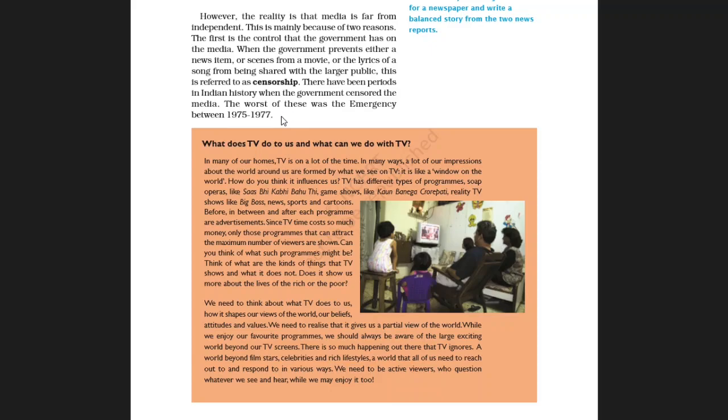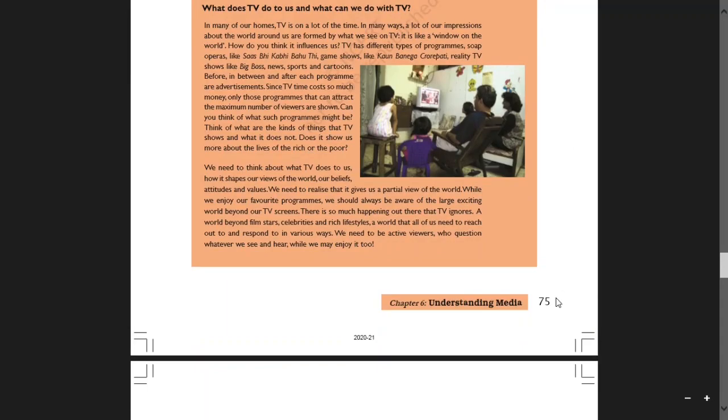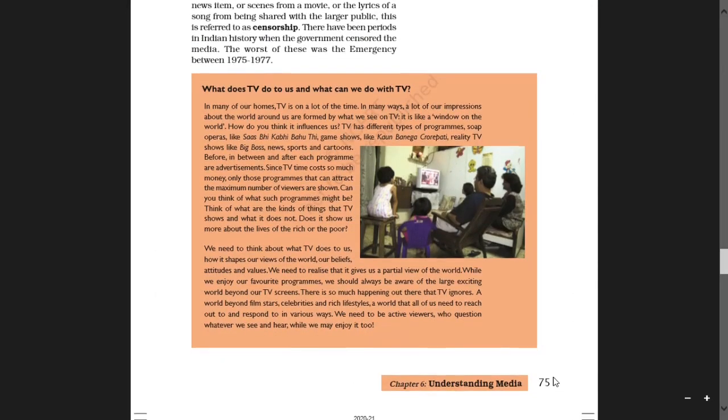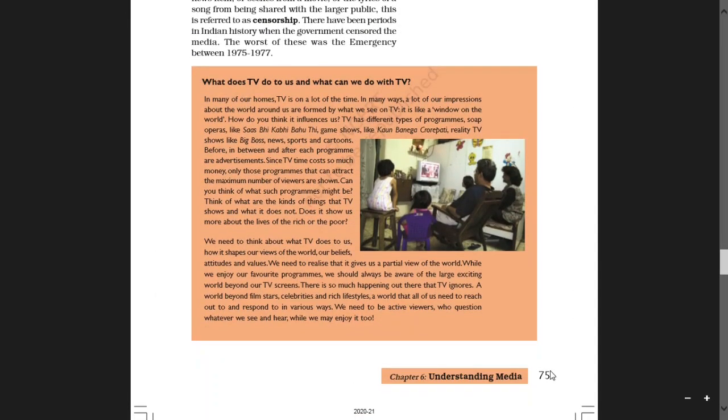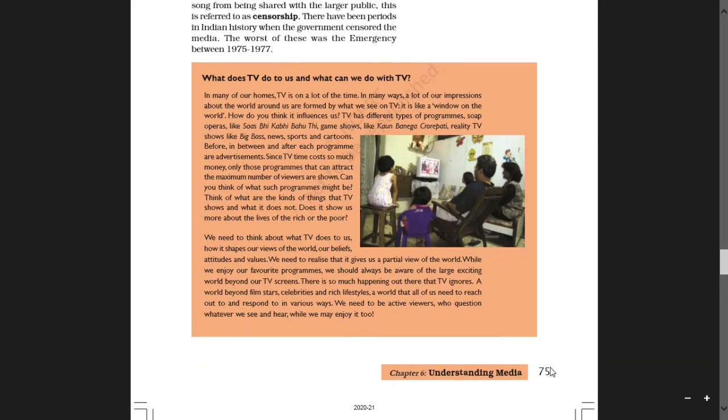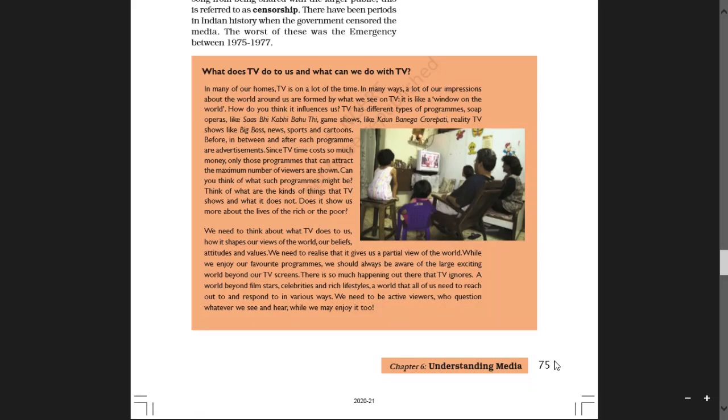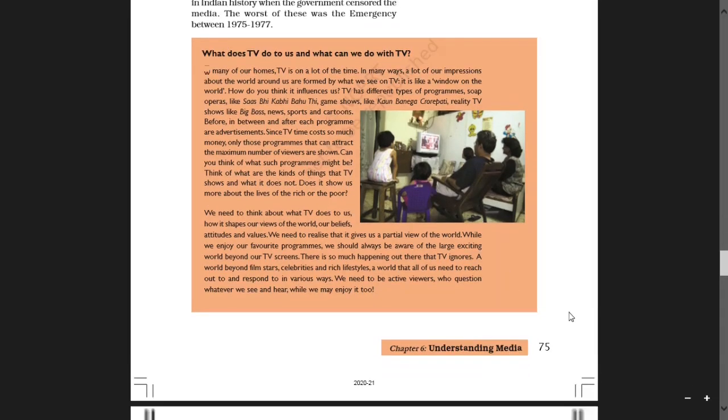The worst of this was the emergency between 1975 to 1977. It happened during the emergency in the year 1975 to 1977. Boys, here is a story: what does TV do to us and what can we do with TV? You just go through this, you read it, okay?